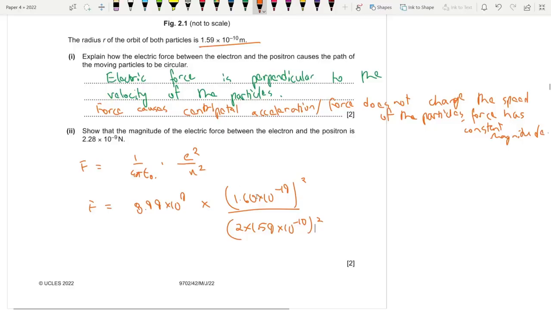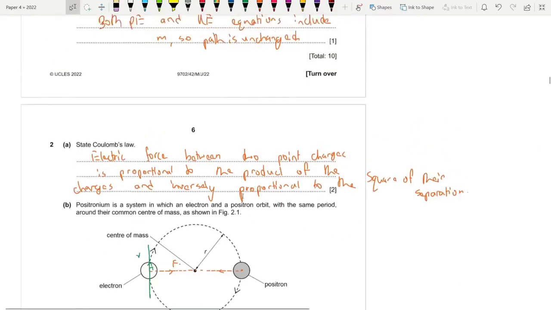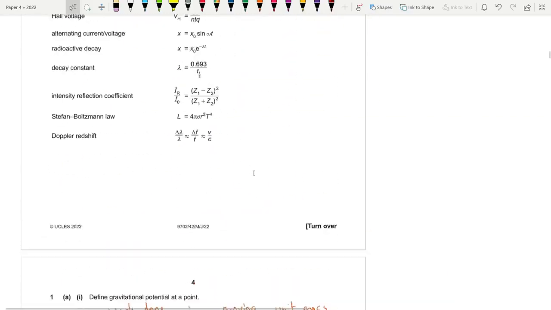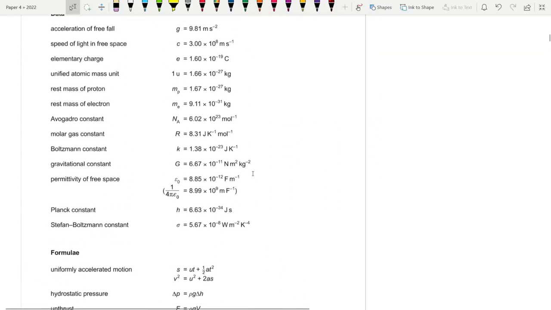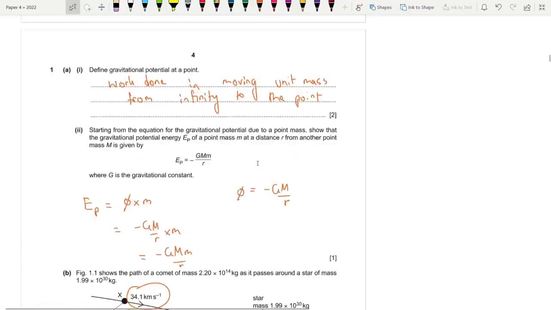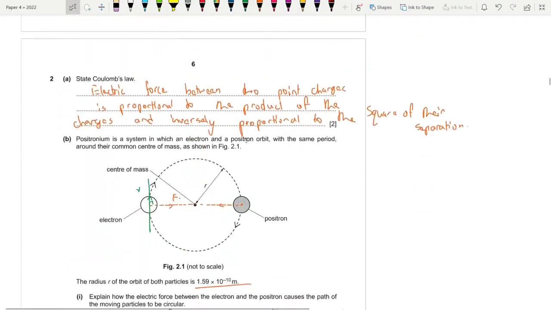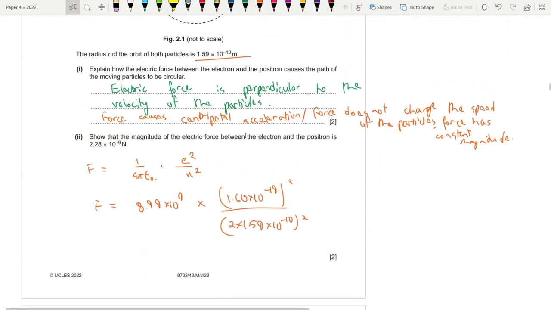So apparently the mark scheme didn't use 8.99 into 10 power 9. That's really weird though. Is that in the data sheet anymore? Yeah, it is. You can use it. It's fine. Okay. 8.99 into 10 power 9 into 1.6 into 10 power minus 19 whole square by 2 into 1.59 into 10 power minus 10 whole square. So it is in fact 2.28 into 10 power minus 9, shown.